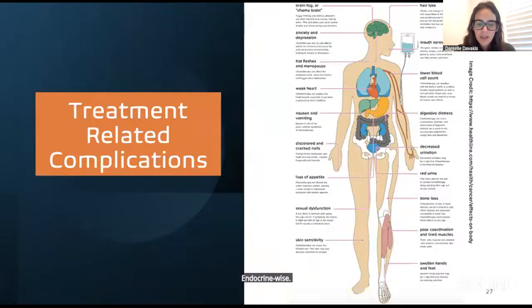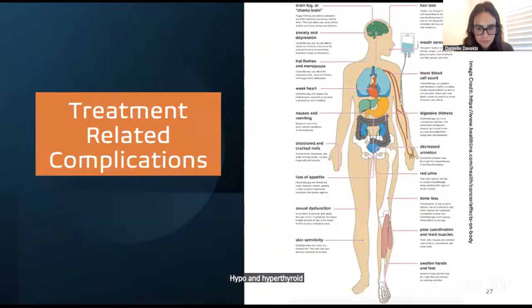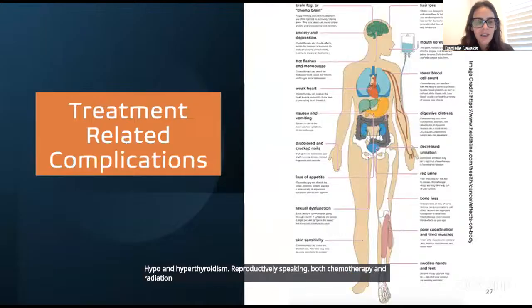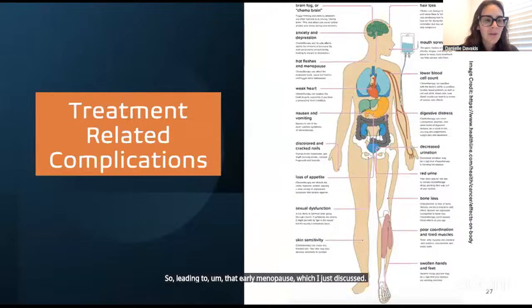Endocrine-wise, cancer treatment can damage your endocrine glands, like your thyroid, your ovaries, and testes. This can result in conditions like early menopause, infertility, hypo- and hyperthyroidism. Reproductively speaking, both chemotherapy and radiation can affect the ovaries, leading to that early menopause, which I just discussed, irregular periods, and infertility. As far as the testes go, impotence and infertility can be seen.